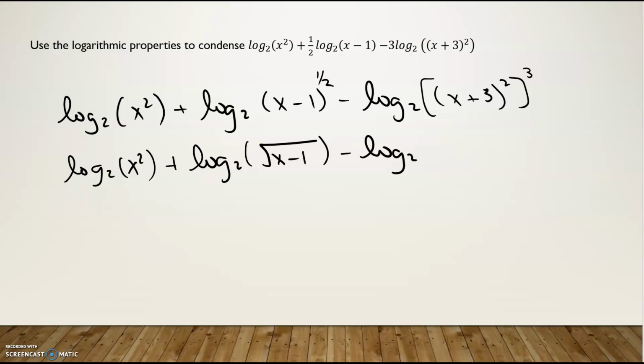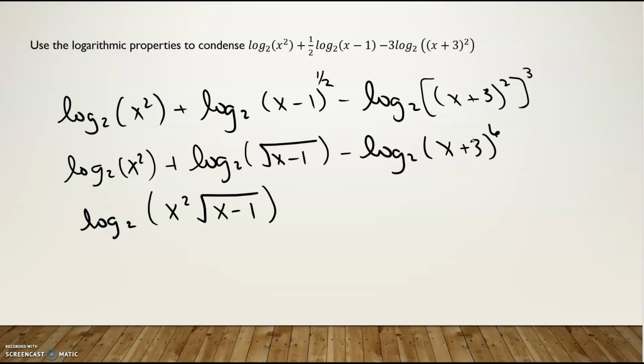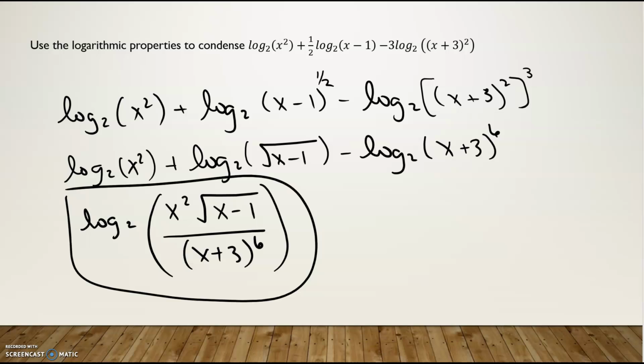An exponent raised to another exponent means we're going to multiply. So this would be x plus 3, 2 times 3 is 6. Well now I'm going to multiply things together and divide. So we've got log base 2 of x squared times the square root of x minus 1, and then we'll make that just a little bit bigger. We'll go ahead and divide by x plus 3 raised to 6. So this is the condensed version of this log over here.